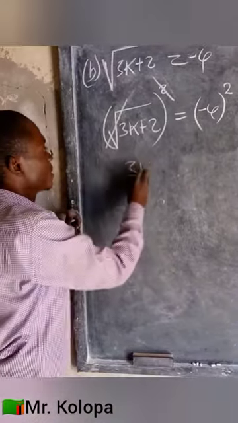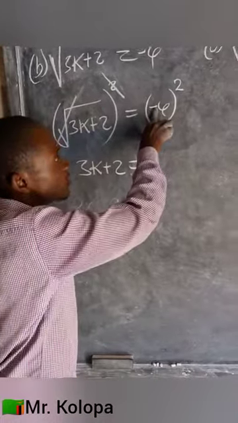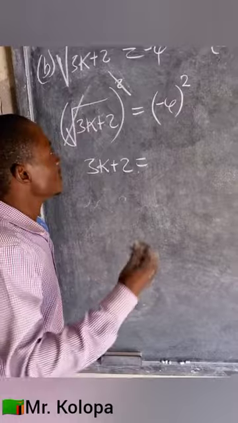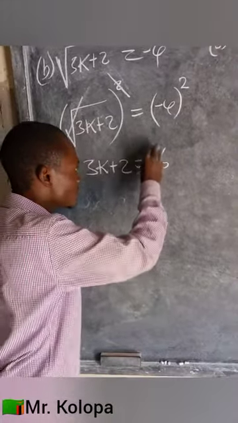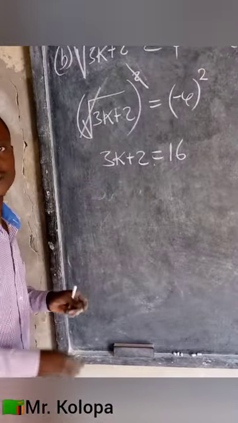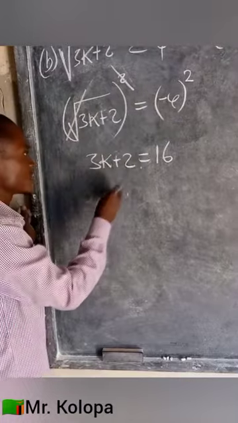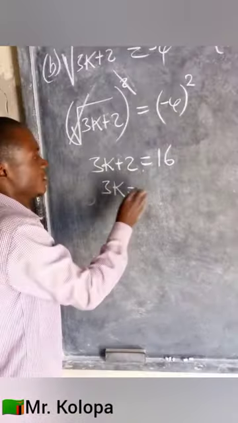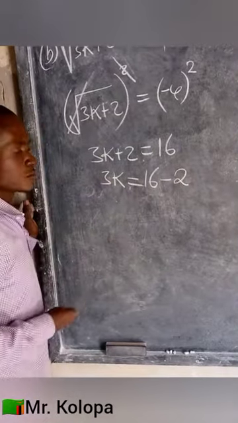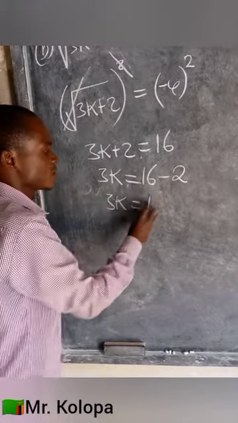We're going to have 3k plus 2 equals -4 times -4. So negative times negative, you get positive, then that is positive 16. Then this one becomes a linear equation. You just need to collect the like terms. Then 2, being positive, goes to the other side as a negative. So we're going to have 3k equals 16 minus 2. We have 3k equals 16 minus 2, you get 14.